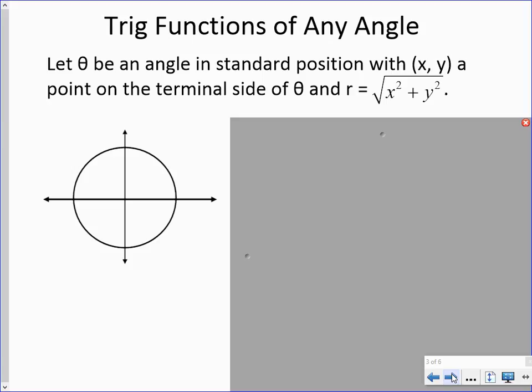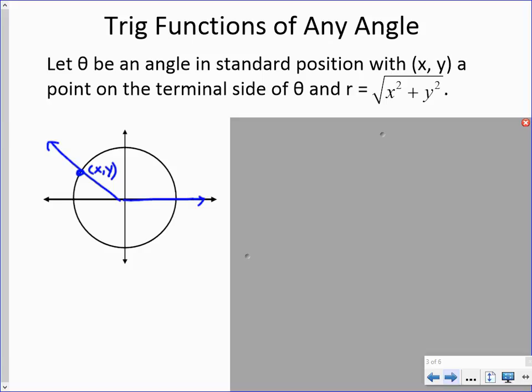Okay, so if I were to pick any angle in standard position, it could be an angle with terminal side in quadrants 1, 2, or 3. I'm going to go ahead and draw an angle in standard position so that its terminal side lands in quadrant 2. Okay. And somewhere on that terminal side is a point, (x, y). And that's the point we're going to be working with.